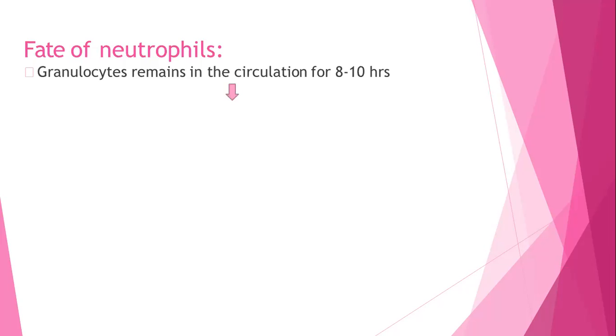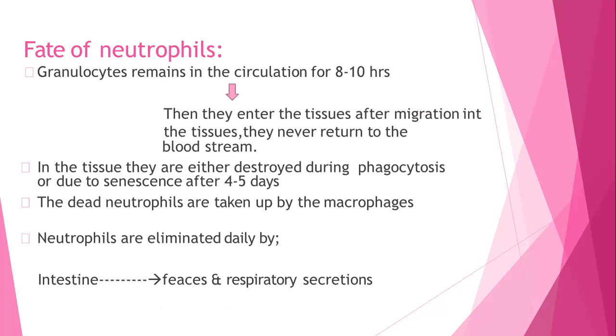The granulocytes generally remain in the circulation for 8 to 10 hours. After that, they migrate and enter the tissues. But once they enter the tissues, they never return to the bloodstream. Generally, due to senescence or during the process of phagocytosis, the cells are destroyed within 4 to 5 days. The dead neutrophils are taken up by macrophages, and they are eliminated either by the intestine through feces or by respiratory secretions.